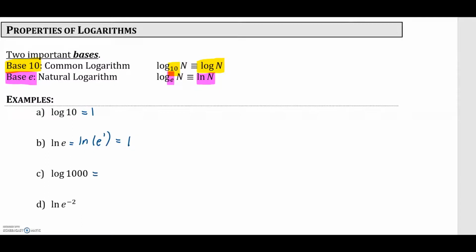We also have log of 1,000, which is equal to 3, and ln of e to the minus 2, this is equal to negative 2. So before we proceed any further, I just want to show that we can rewrite this 1,000 as 10 to the power of 3. So log of base 10 of 10 to the power of 3 is equal to 3. So these results may be surprising to you that they end up being whole numbers, but we'll look at the properties that support these ideas in a moment.